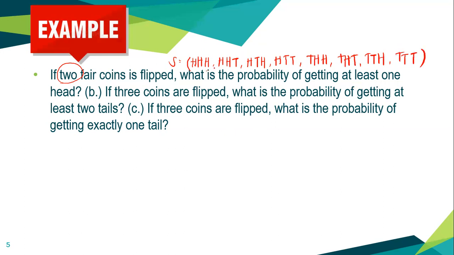Ilan lahat to? We have 1, 2, 3, 4, 5, 6, 7, and 8. So we have 8 total outcomes. So, sagutin natin si letter B. We have probability. Ano bang tinatanong? At least 2 tails. So, at least merong 2 tail.